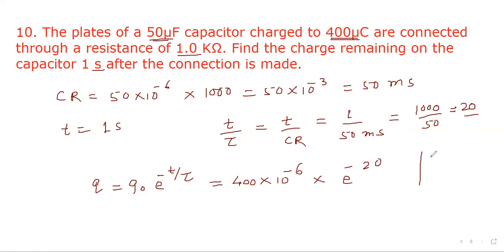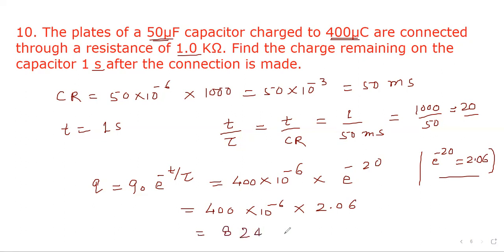Now, from the table or from a calculator, we can get e to the power minus 20 as 2.06. Or in the exam, this value will be given. So it will become 400 into 10 to the power minus 6 into 2.06. So this will become 824 into 10 to the power minus 6, or 8.24 into 10 to the power minus 4 coulomb, which is our answer.